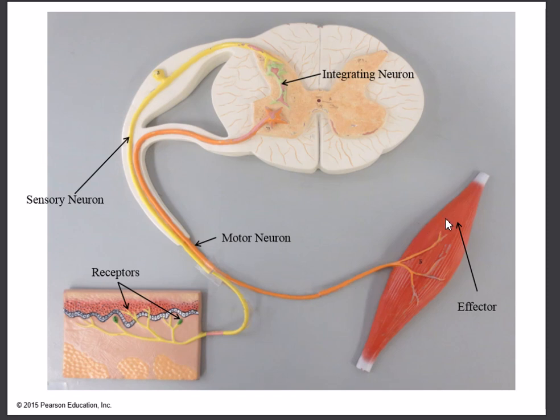Finally, the part that's going to respond is, in this case, the muscle. That would be the effector. In our diagram, that was the muscle that pulled the extremity away from the tack. And that's the five components of the reflex arc.